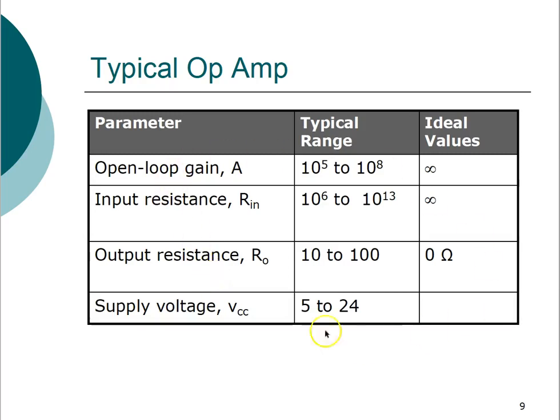And here, this is a very important slide. It says the open loop gain in case of an ideal op-amp is infinite, and input resistance is also infinite, and output resistance of an ideal op-amp is 0 ohm. And these are the values of a typical range when you consider a practical operational amplifier.